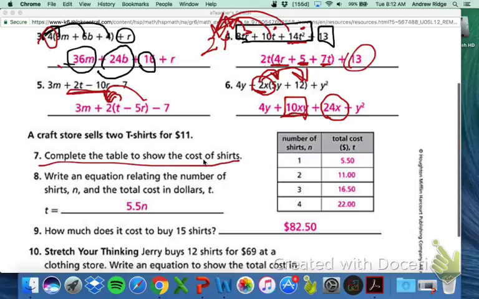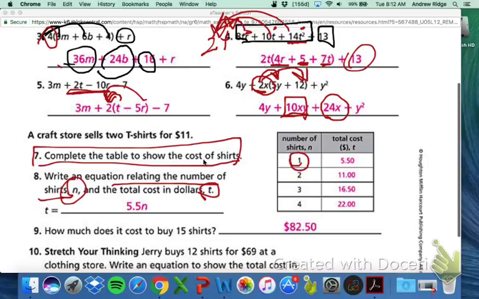Craft Store sells 2 t-shirts for $11. Complete the table to show the cost of the shirts. Write an equation relating the number of shirts N and the total cost in dollars T, right? So they figured out what the unit rate would be. They took 2 and divided it by 2 and got 1, then took the price for 2, divided that also by 2, and got $5.50, right?